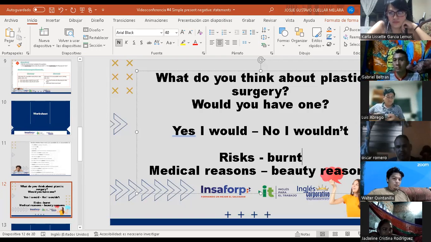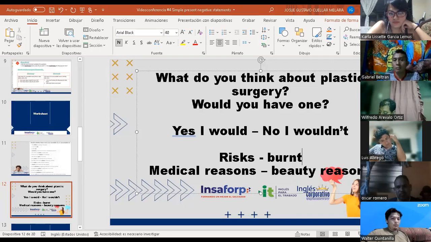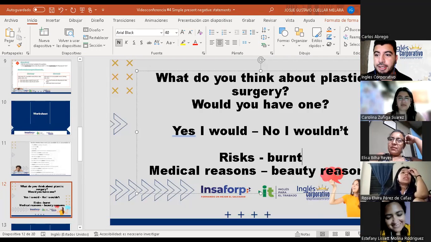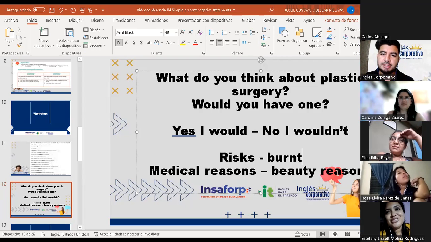I think that it is a great evolution, but I consider that on some occasions it is used for a helping purpose and not for vanity. Oh yes, for vanity. It's like, okay, I want to look sexy. We were talking about that previously. Medical reasons are something that you need. Okay, thank you, Raquel. Good. And Walter, we finish with Walter.